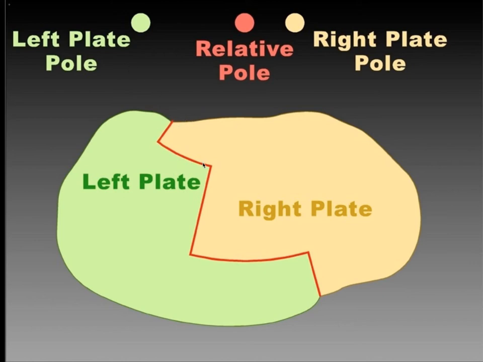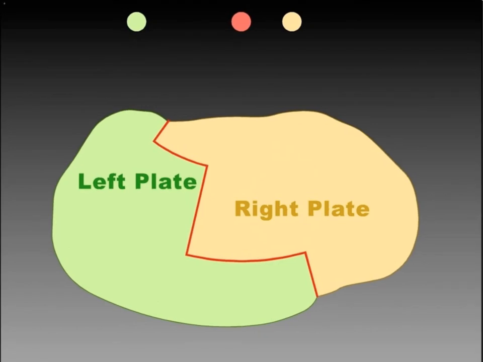The red curve here is the boundary between the two plates. And so let's just see what would happen if this plate rotates around this little green pole here, and the right plate rotates around this little pole here. And so we'll move this forward by a step.